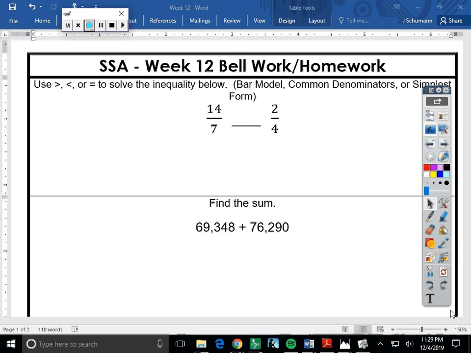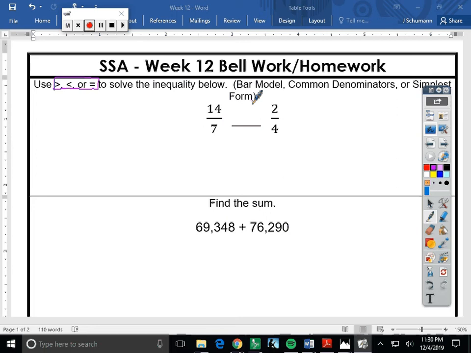a Friday. Taking a look here, our first problem says that we're going to use the greater than, less than, or equal to symbols to solve the inequality below. So they're telling us that we're going to do a comparison using these three possibilities. So I'm kind of thinking about these as symbols that I need to apply to this problem. And I gave you a hint here. I said we could use bar models, common denominators, or we could put these in simplest form.